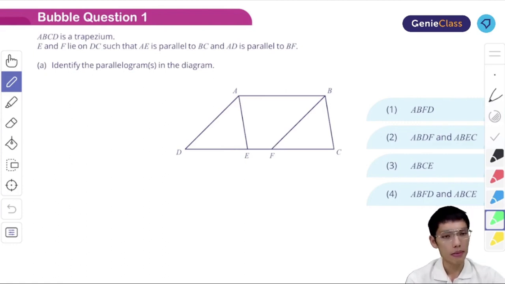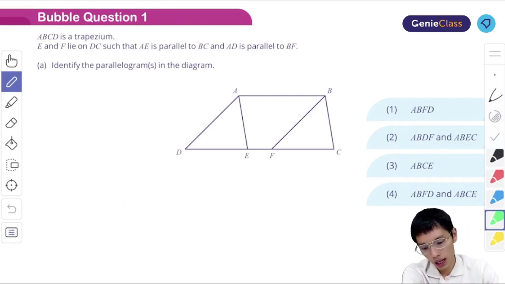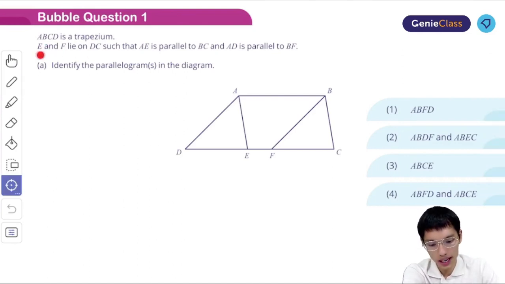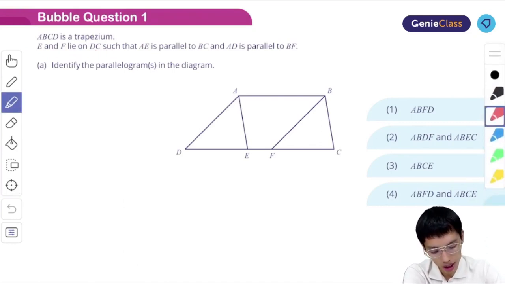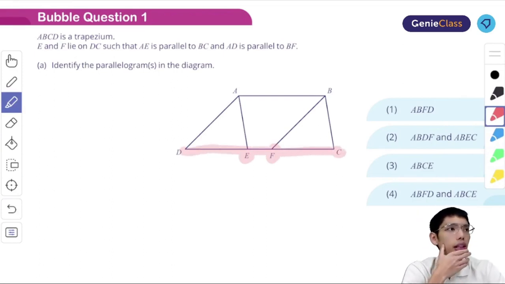Okay, remember to specify my parallelograms accurately. The vertices play an important part over here. In this case, this is one very good example that both points lie on the straight line. E and F here lie on the straight line DC. Then I can say that they lie on the straight line. But then again, I'm only here to ask you to identify the parallelograms. So identify it.